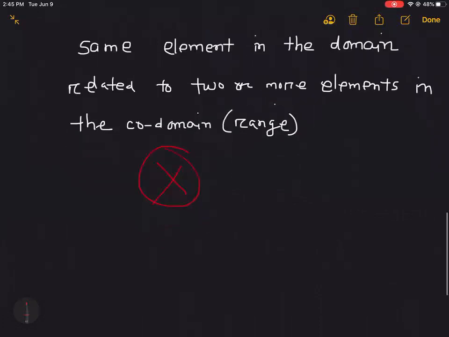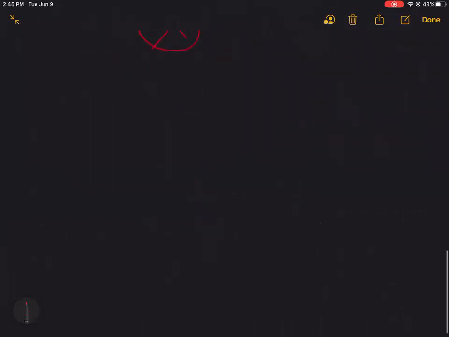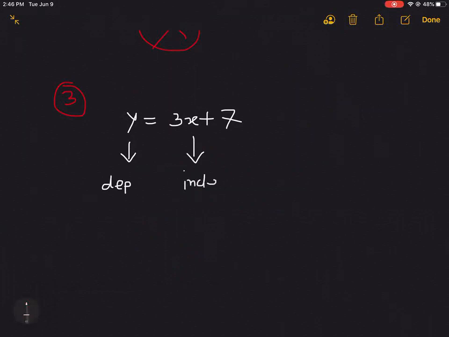Okay, now what happens if we have a function instead? Let's try our third example. What happens if we have a function like, say, y equals 3x plus 7? This is a function where y is the dependent variable and it depends on x. So we say x is independent, okay? We need to check whether this is a function or not, okay?